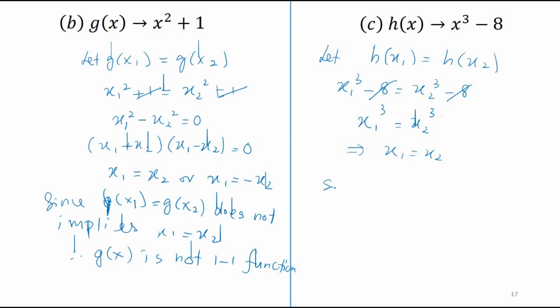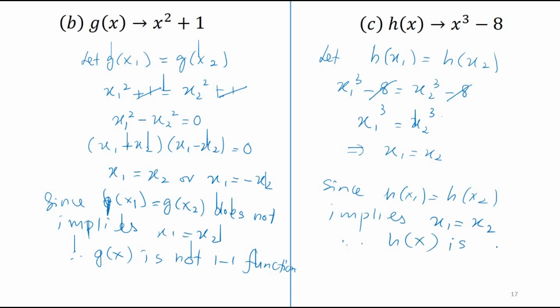So since h(x1) equal to h(x2) implies x1 equal to x2, therefore the function h is a one-to-one function.